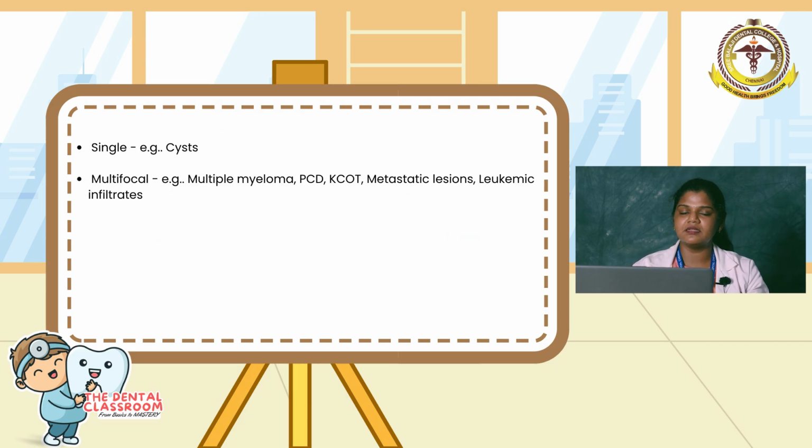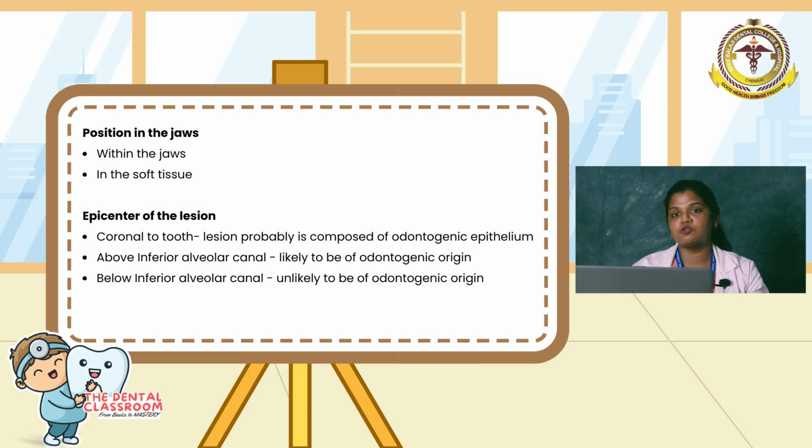And when it is single, it can be a cyst, it can be a tumor, and when it is multifocal, you have to think about multiple myeloma, periapical cemento-osseous dysplasia and other metastatic lesions. Next, you look for the position of the lesion in the jaws, whether it is within the jaws, that is within the maxilla or the mandible, or in the soft tissue.